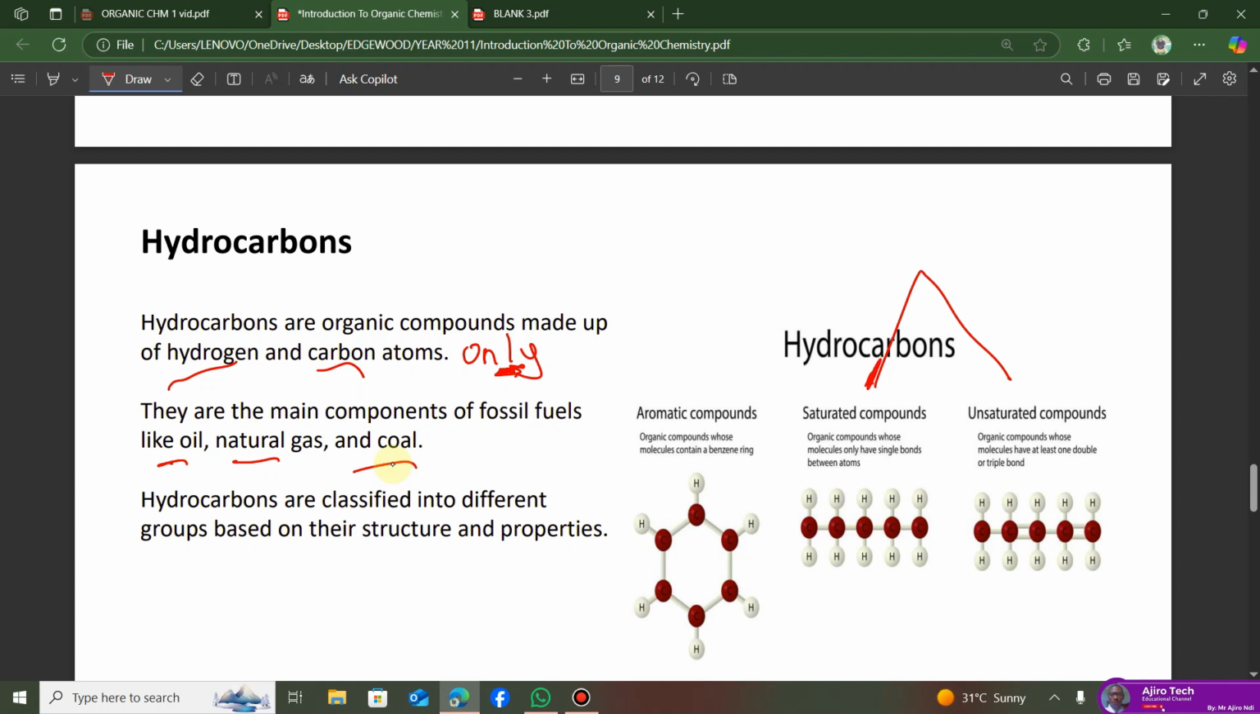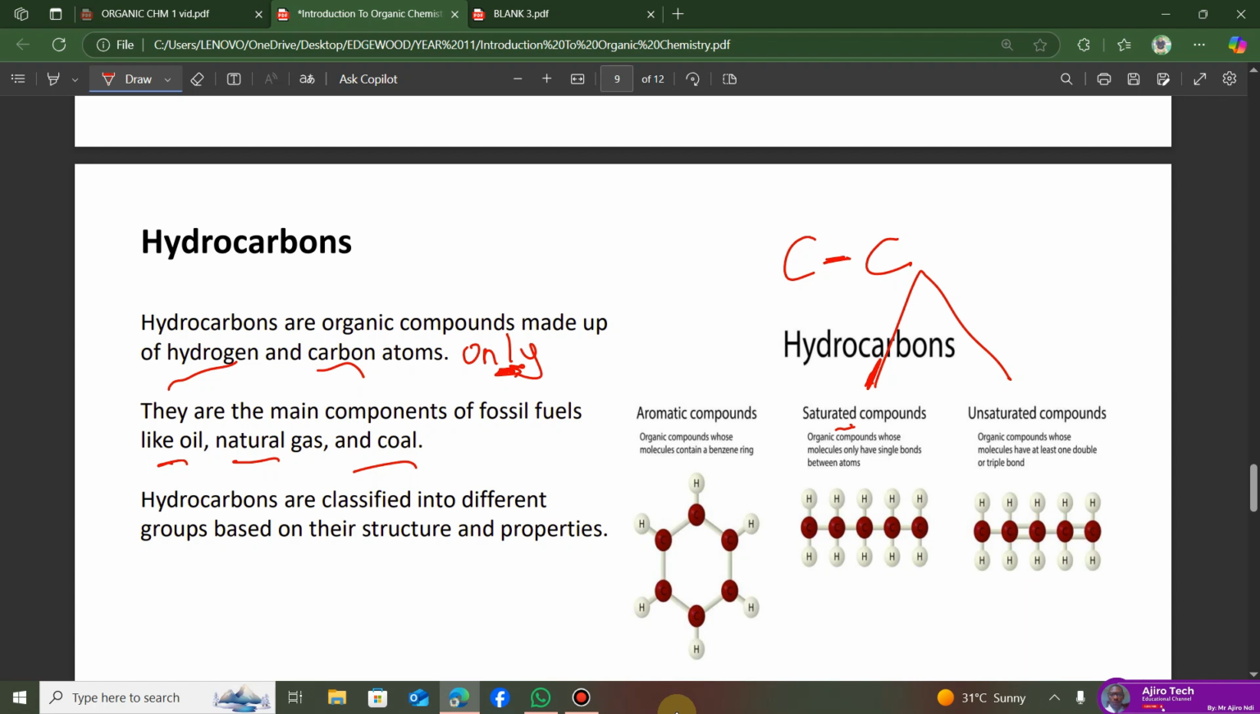All right. So what do we mean by saturated hydrocarbons? Saturated hydrocarbons are simply hydrocarbons that have carbon single bonds only. So when we talk about saturated hydrocarbons, we are looking at hydrocarbons or organic compounds that contain carbon single bonds only. So that's the definition. They contain carbon single bonds only, and that's what makes them saturated hydrocarbons.